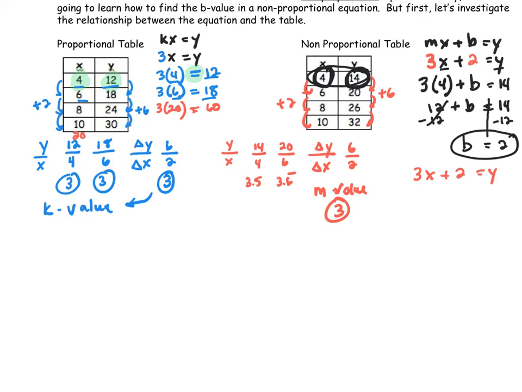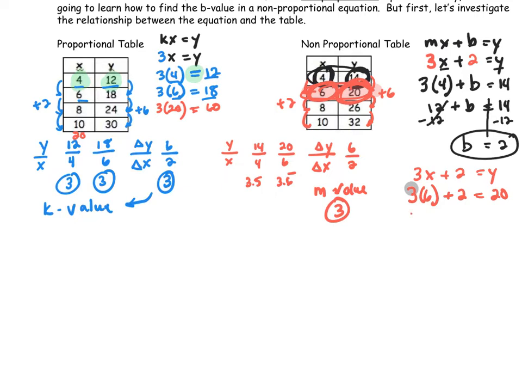So here's our equation, and what we're going to do is go on to the next set of x, y values. Right there, we're going to use our 6 and we're going to use our 20. So we're going to take our m value of 3 and multiply it by our x value in the table of 6. We're going to add our b value, plus 2 in this case, and we're going to substitute our y value with 20. Those are the two things that go together on our table.